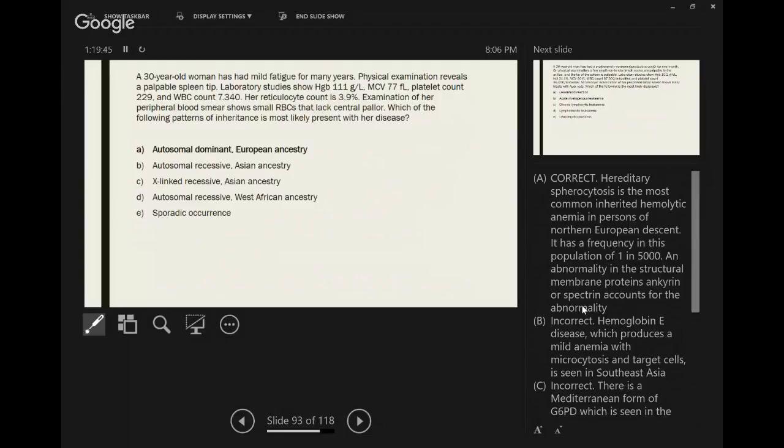Safia wants to know why microcytosis is a spherocytosis. So remember our acronym for microcytosis, which is TAILS. So thalassaemia, anemia of chronic disease, iron deficiency, lead poisoning, and spherocytosis. Sideroblastic.